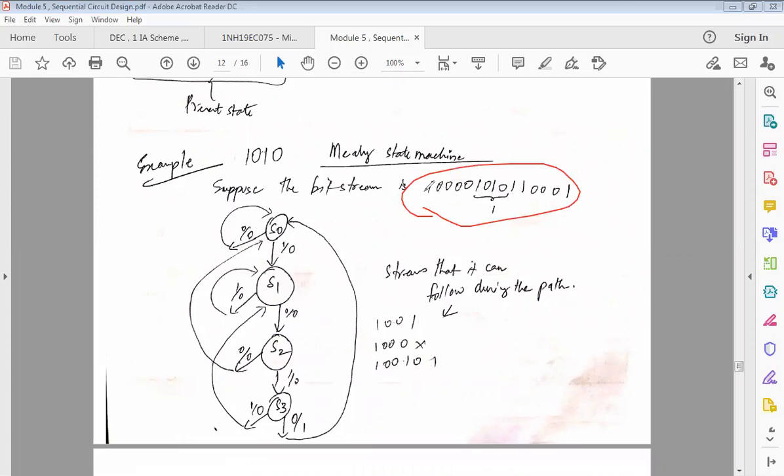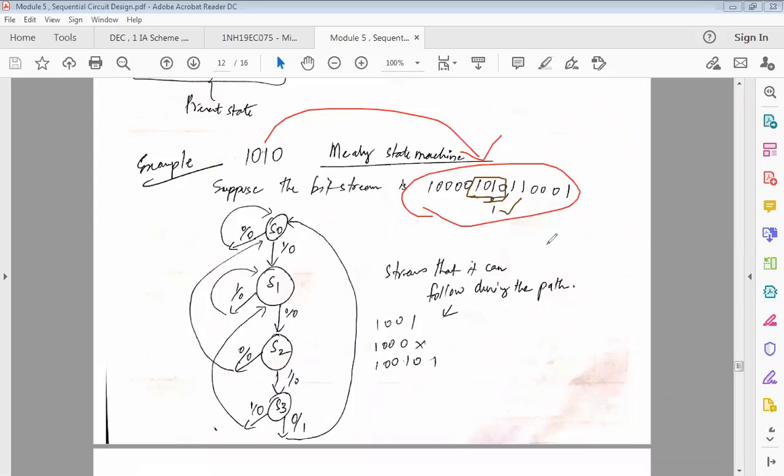So just consider this data here, the whole data. In this, I need to recognize my data, which is 1010. So I will check where I'm getting this 1010. At this point, I'm getting that sequence 1010, so my output is going to be 1.